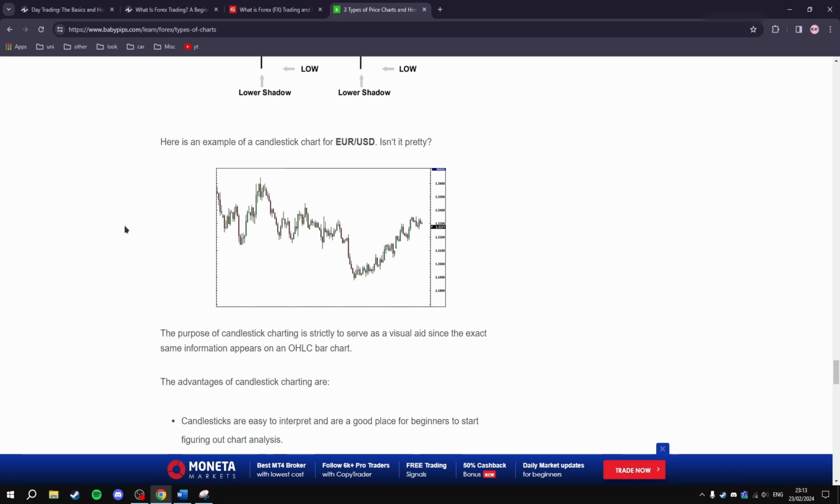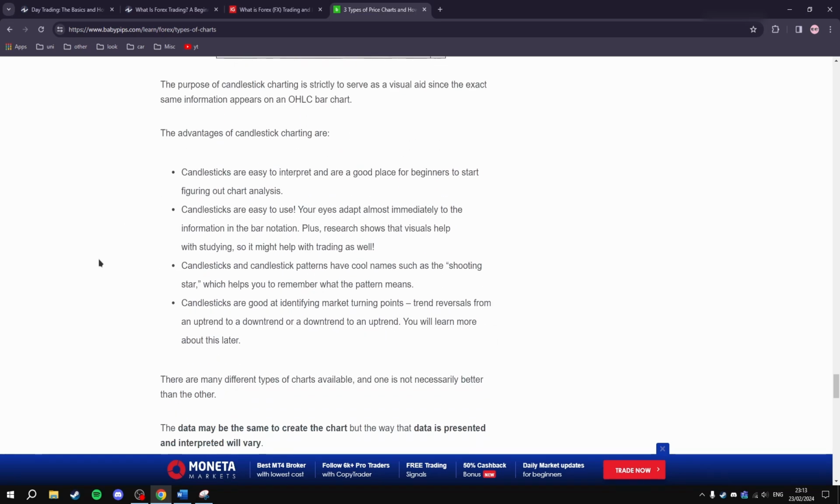The advantages of candlestick charting are: candlesticks are easy to interpret and are a good place for beginners to start figuring out chart analysis. Candlesticks are easy to use. Your eyes adapt almost instantly to the information in the bar notation. Plus, research shows that visuals help with studying, so it might help with trading as well. Candlesticks and candlestick patterns have cool names such as the shooting star, which helps you remember what the pattern means.